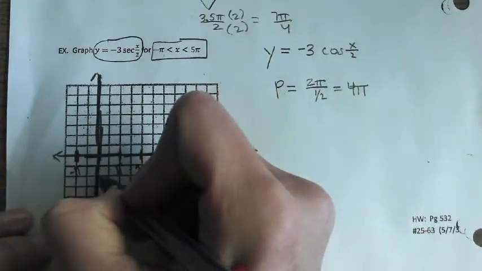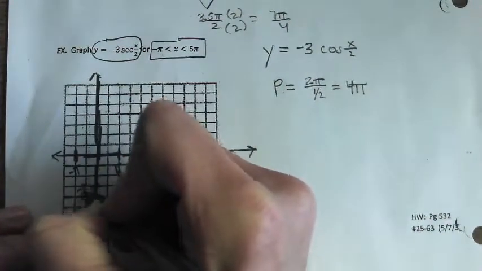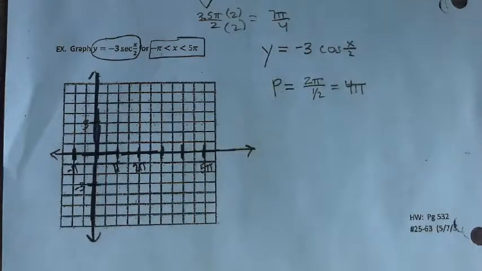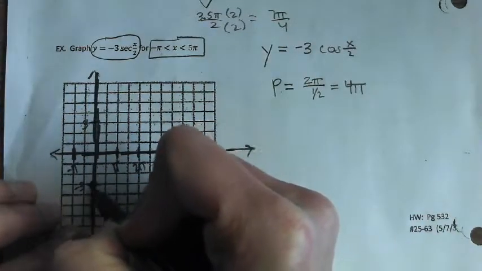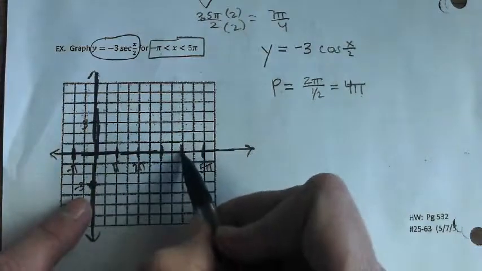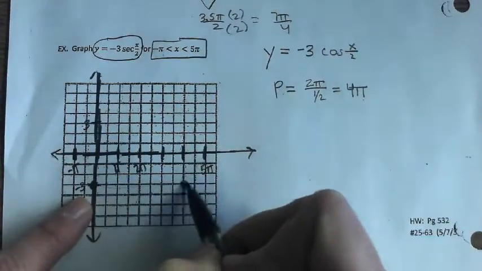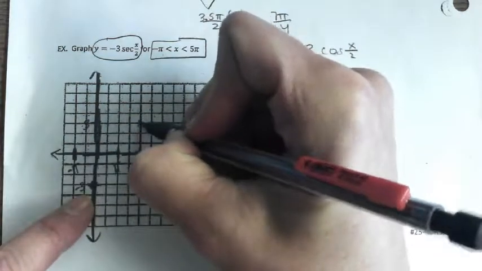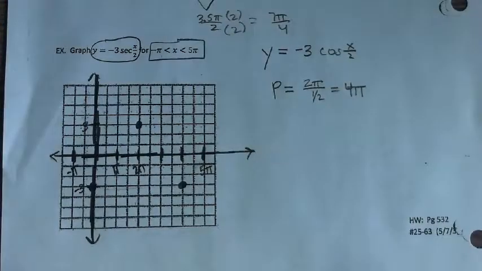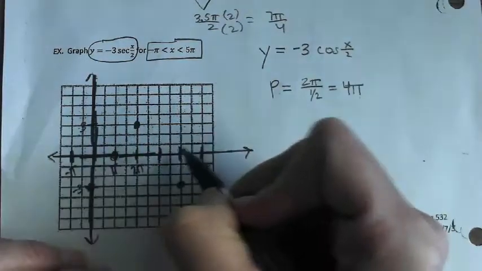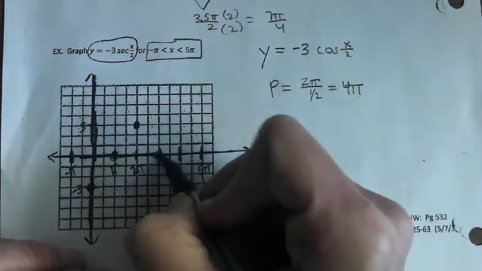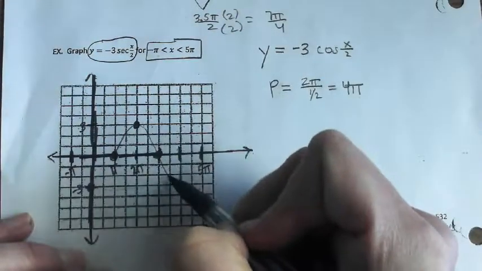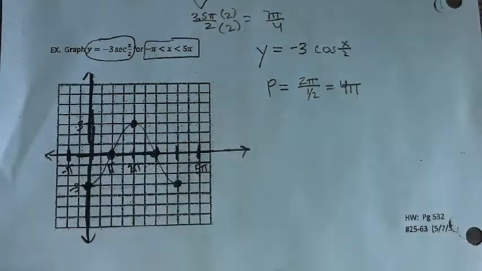So I will count by ones. It's a negative cosine, so it starts at a minimum. And the period is 4 pi, so at 4 pi it's going to end also at a minimum. Where's my maximum going to be then? 2 pi. Where are my zeros going to be then? So there's just one cycle.